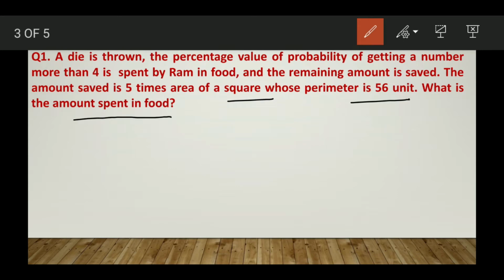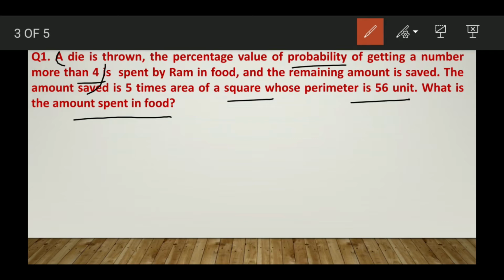So for the first section, we have to apply the concept of probability, and from the last line of this question we can say that we have to apply the concept of mensuration. So using these two concepts along with some ratio and percentage concepts, we will be solving this question. Now, how to find the probability of a number more than 4?